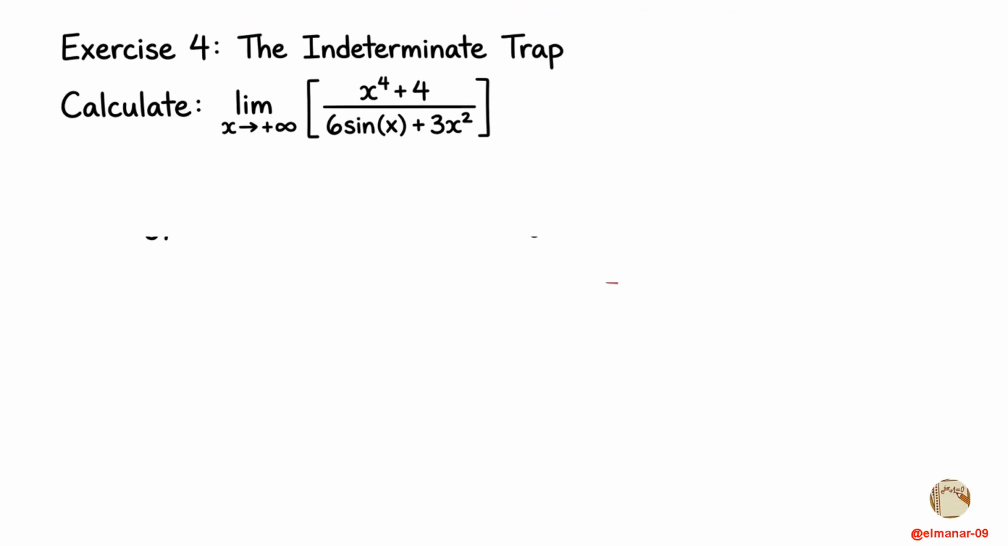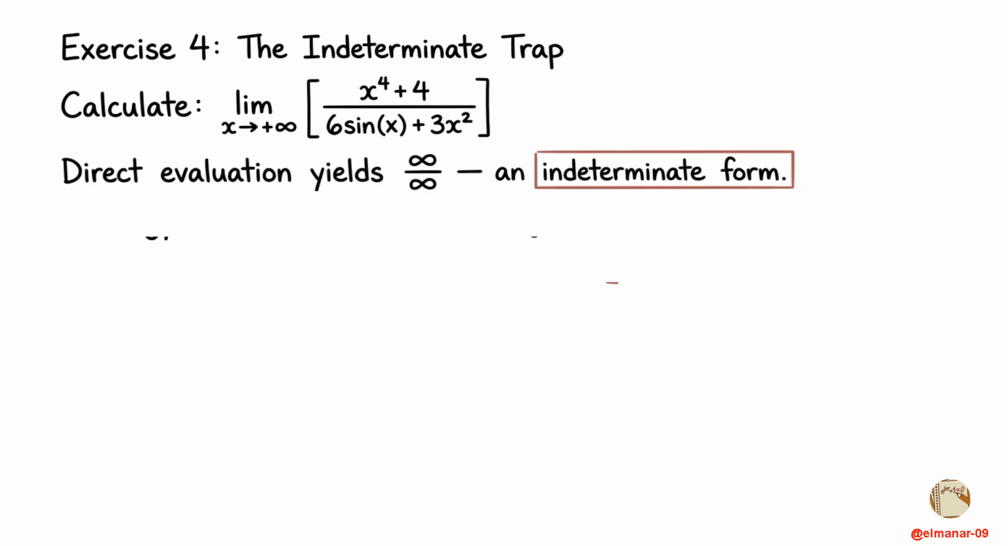Let's look at exercise 4, the indeterminate trap. This one looks scary. We have a big fraction with powers of x and a sine function. If we just plug in infinity, we get infinity divided by infinity, which is an indeterminate form. That's a math dead end.